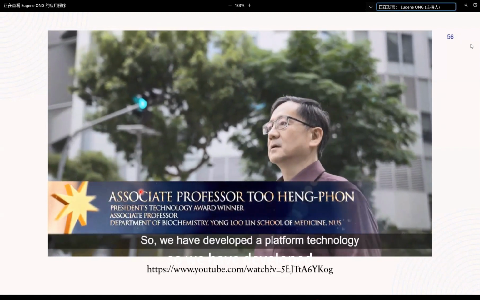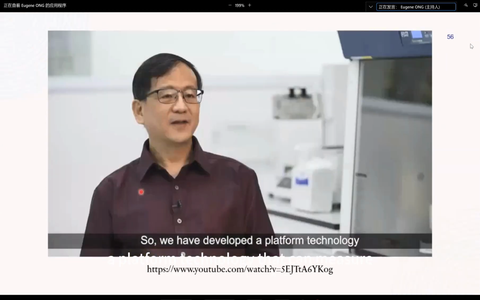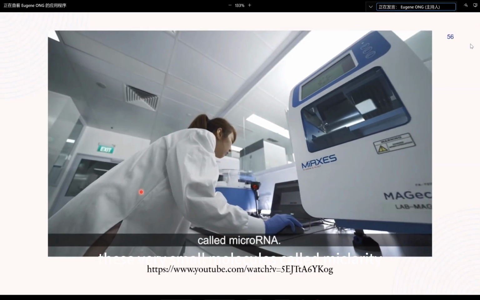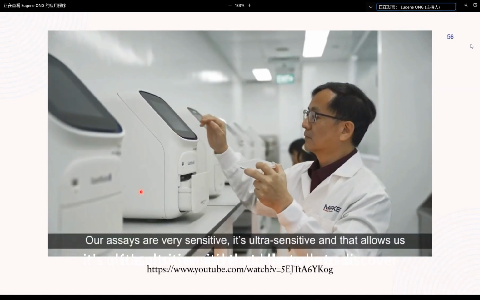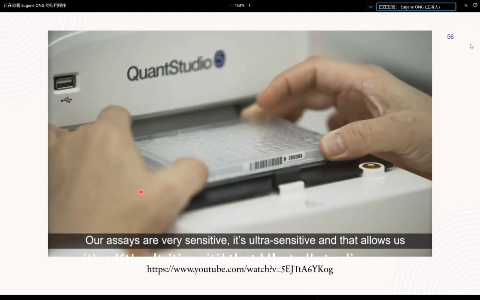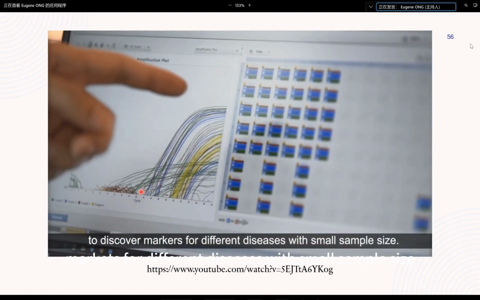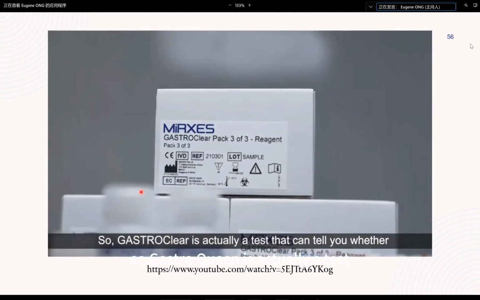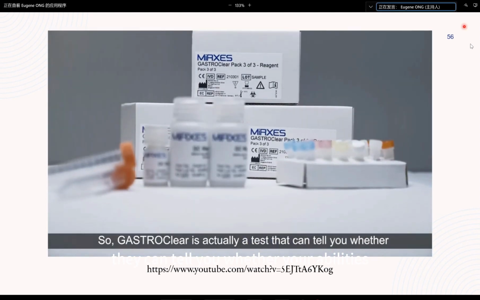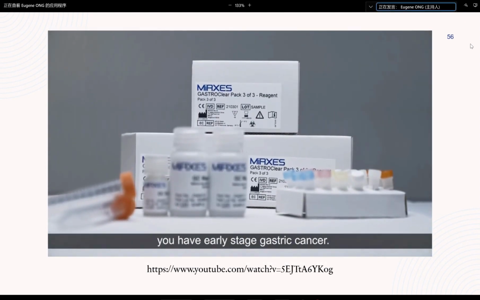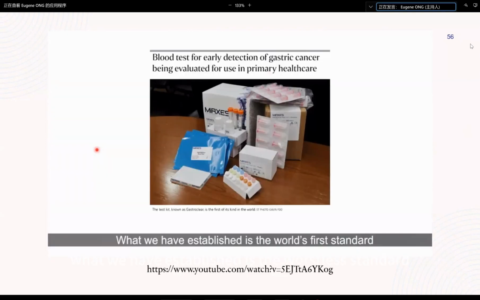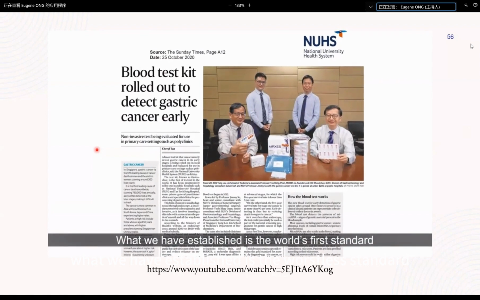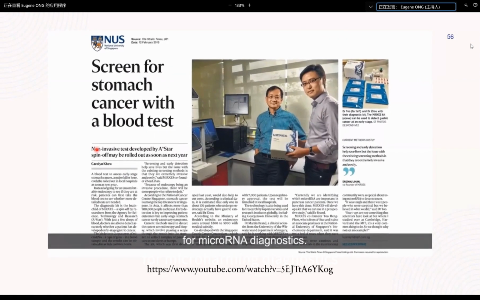We have developed a platform technology that can measure these very small molecules called microRNA. Our assay is very sensitive. It's ultra sensitive, and that allows us to discover markers for different diseases with small sample size. So GastroClear is actually a test that can tell you whether you have early gastric cancer.